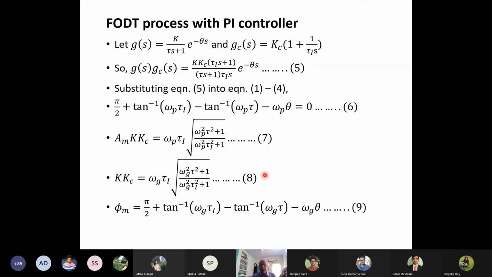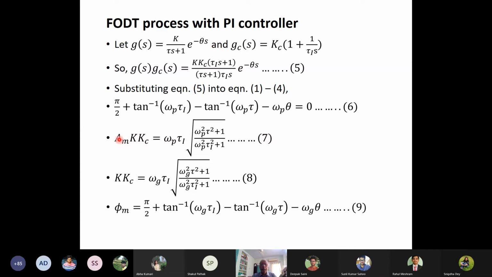Once we have written these equations, we have now equations 6 to 9. The 4 equations are here, and our unknowns are omega_P. The K is known to us, tau is known to us. So our unknowns are omega_P, omega_g, tau_I, and K_c. So there are 4 unknowns and 4 equations. So I can solve this directly to get the values of K_c and tau_I, if I specify A_M and phi_M.